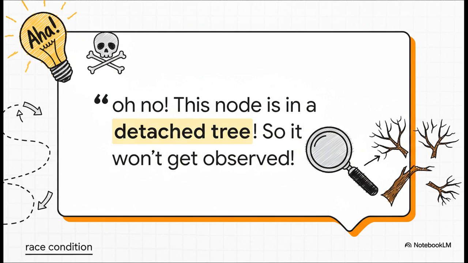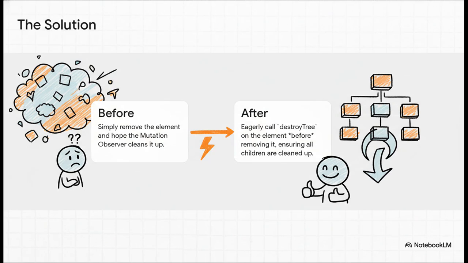By the time the code tried to clean up the inner exif element, its parent had already been ripped out of the document. So now it was floating in limbo, in what's called a detached tree. The cleanup function would see it, get totally confused, and just skip it, leaving all of its children orphaned in memory.